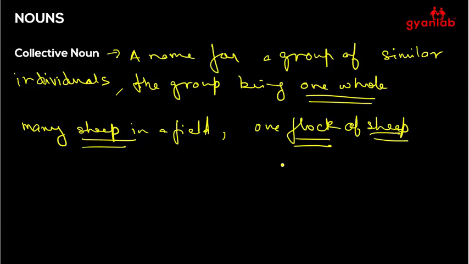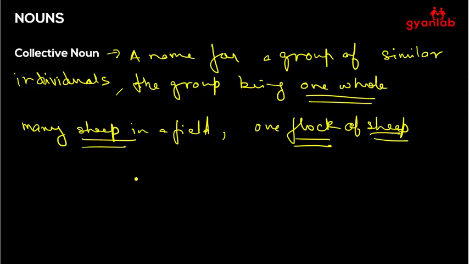There's also a possibility where a collective noun may be either a common or a proper noun. For example, the term flock may stand for different flocks, but the word parliament can stand for only one body. So in the case of a parliament, a proper noun becomes a collective noun.